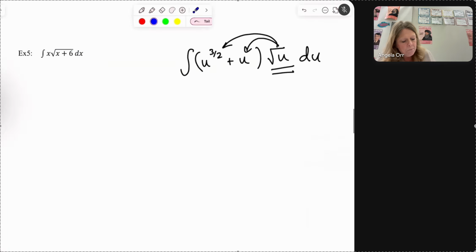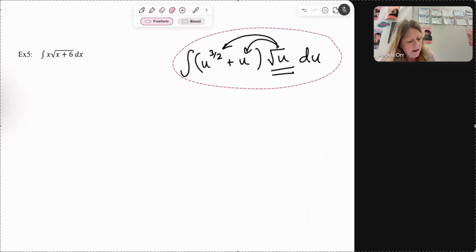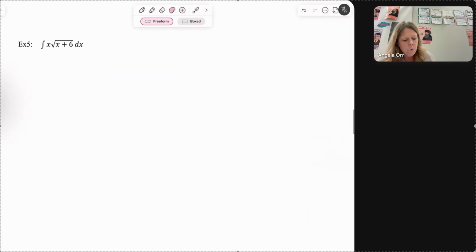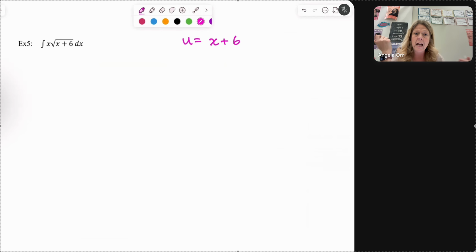Okay, so let's go ahead and get started. I'm going to set u equal to the linear function that's inside the square root. So I'm going to let u be equal to x plus 6. Now, if u equals x plus 6, that means that we also know that x must be equal to u minus 6. Does that make sense, hopefully? I just isolated x there.